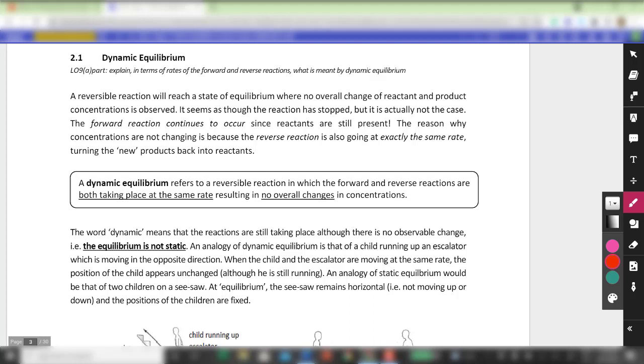So in short, we say that they occur at the same rates, the forward and the reverse reaction. The forward reaction continues at the same rate as the reverse reaction. That is when equilibrium is established, and that is how you are able to maintain a certain equilibrium amount of your reactants and products.